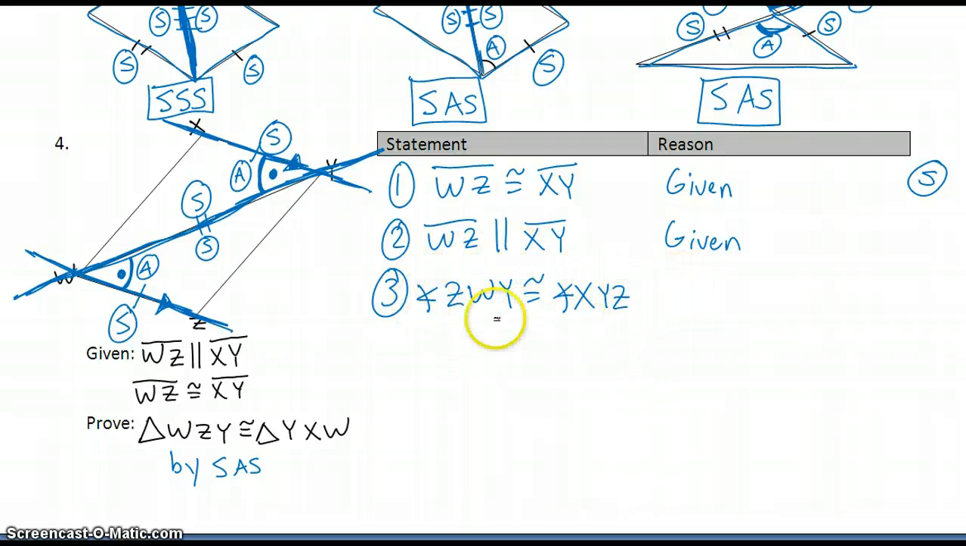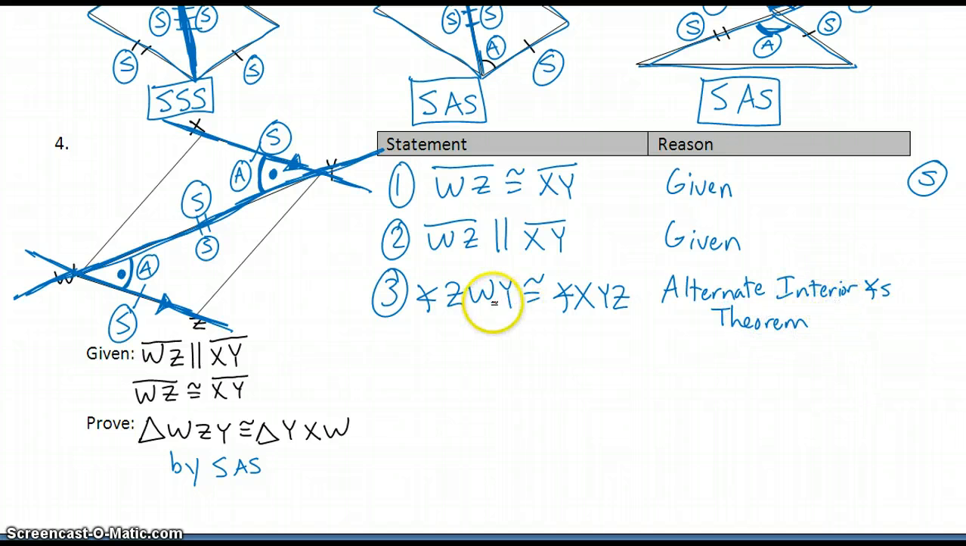Why are these 2 angles congruent? Well, they're alternate interior angles between 2 parallel lines. And by the alternate interior angles theorem, those 2 angles will be congruent to each other. I have a pair of congruent angles. I can put a little a off to the side. So I have side, angle.